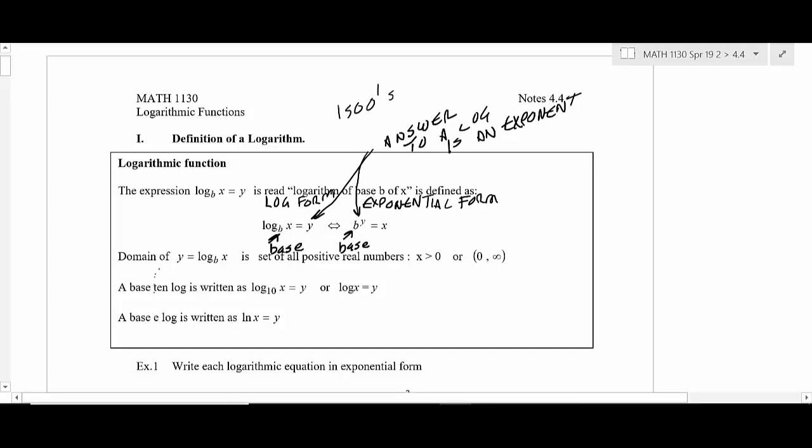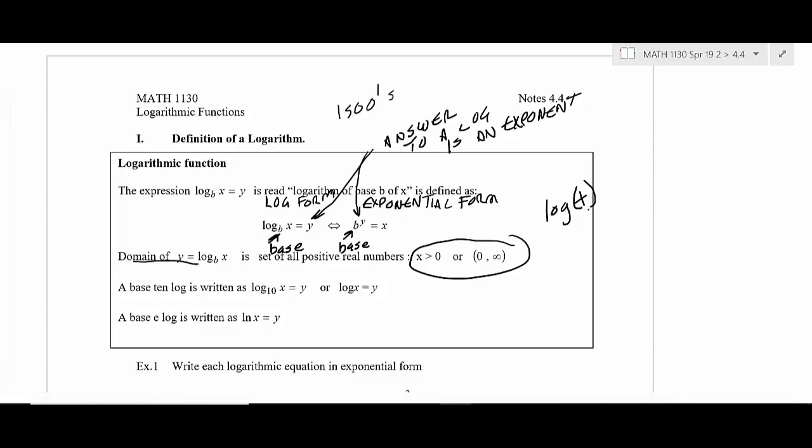We'll talk about some of this stuff in a little bit here. The domain of a log is positive numbers. Okay, you can only do a log of a positive number. I'll talk about why that is in a little bit here. So for now, it only makes sense to take logarithms of positive numbers, and we'll get to that in just a minute here. The other thing is a base 10 log.